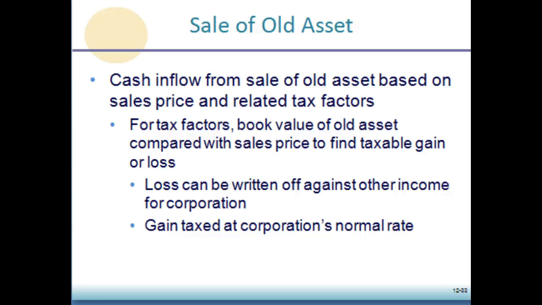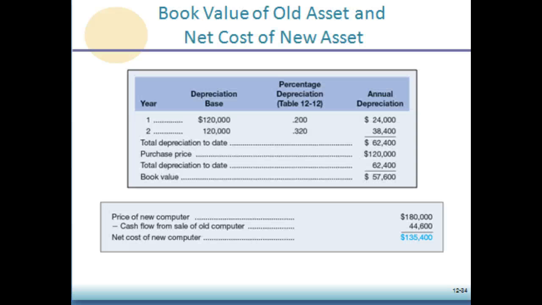The sale of that old asset results in cash inflow based on the sales price and related tax factors. For tax factors, the book value of an old asset compared with the sales price is used to find the taxable gain or loss. The loss can be written off against other income for the corporation, and a gain is taxed at the corporation's normal rate. This shows you the book value of an old asset and the net cost of the new asset.